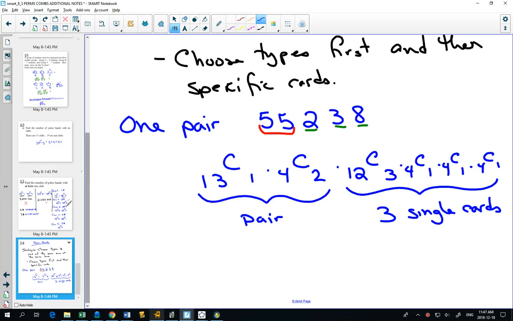There's 13 different types in the deck. By choosing a pair, one of those types is gone. You can't have another 5 here, otherwise you'll have 3 of a kind and not a pair. So now there's 12 different kinds that are left. Like ace, like 2, a king. I can't say number because a king isn't a number. So I say types. Types, kinds, numbers and letters.